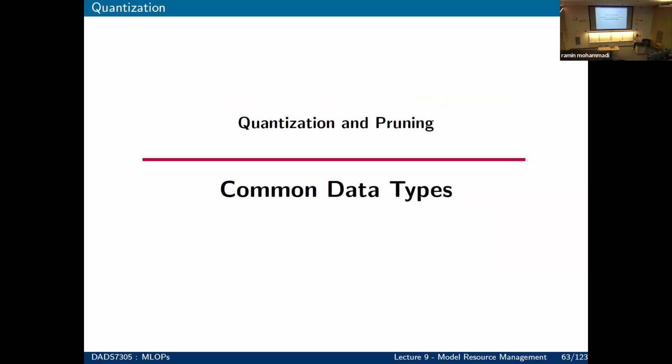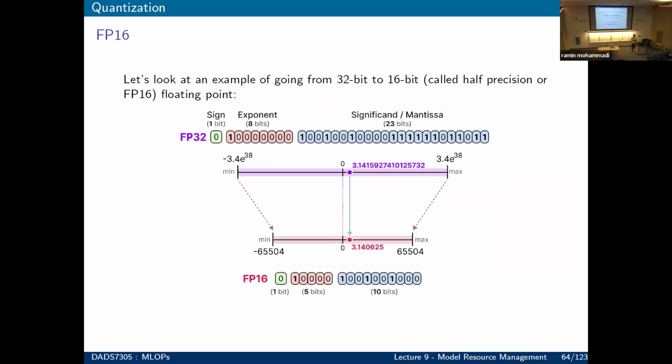Now, let's talk about common data types. Float 16, we should start over there. Basically, we said that for float 32, you have 23 bits for the mantissa, 8 exponent bits, and 1 sign bit. When you go to float 16, it becomes 1 sign bit, 5 exponent bits, and then 10 mantissa bits, right?